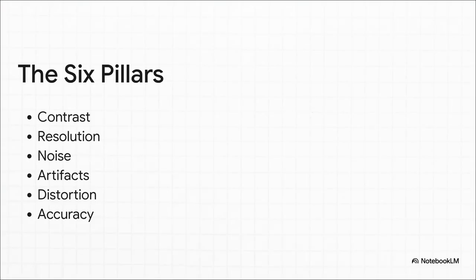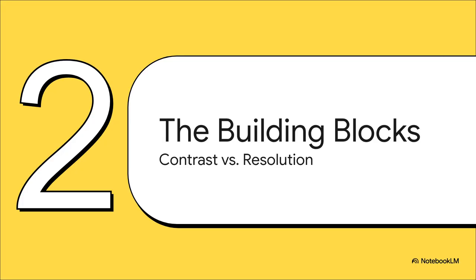Okay, so here's the list. You've got contrast, resolution, noise, artifacts, distortion, and accuracy. Every single one is a crucial piece of this puzzle. Let's kick things off with the two you're probably most familiar with: contrast and resolution. Yeah, these two are the absolute building blocks. They basically determine what we can see in the first place and just how clearly we can see it.